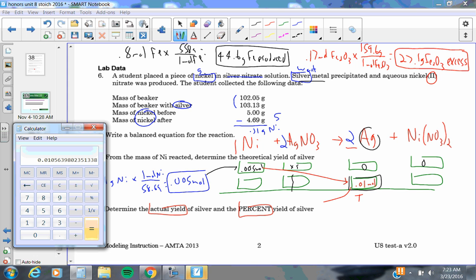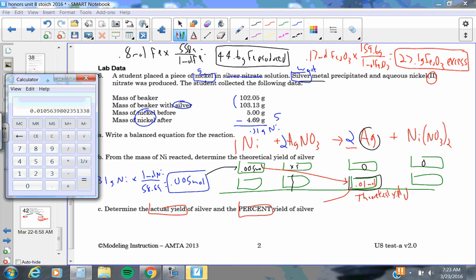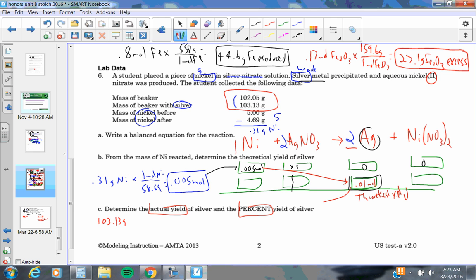This over here is the theoretical yield. So the actual is going to be taken from these numbers. If you take the 103.13 grams of that beaker and silver and subtract however much is glass or beaker, you're going to have 1.08 grams Ag actual.